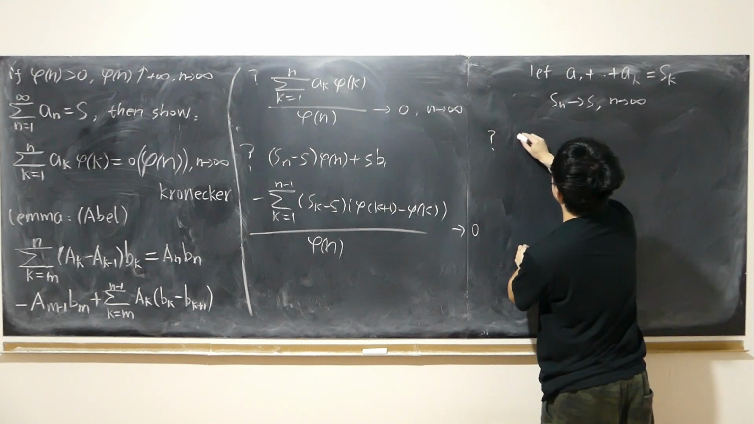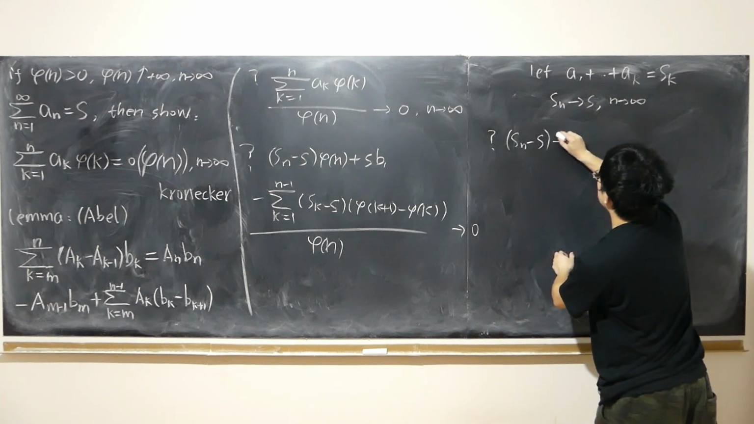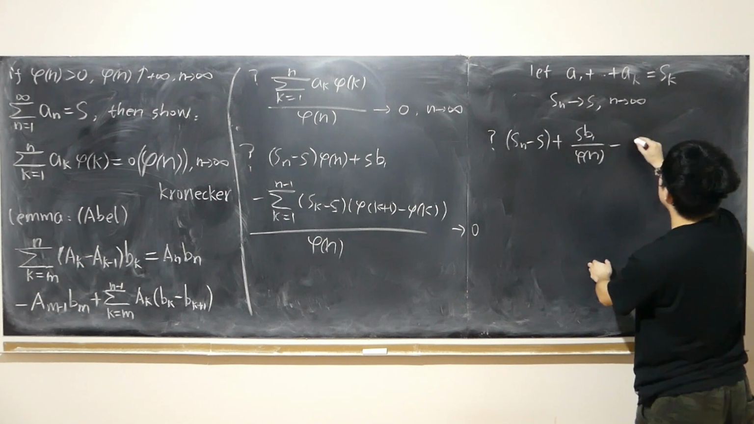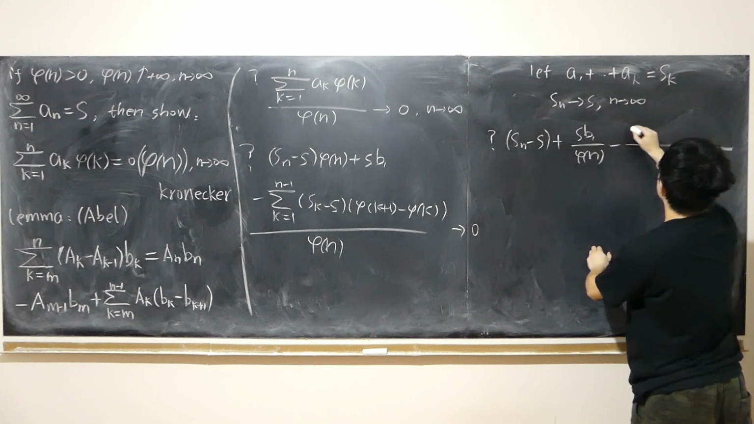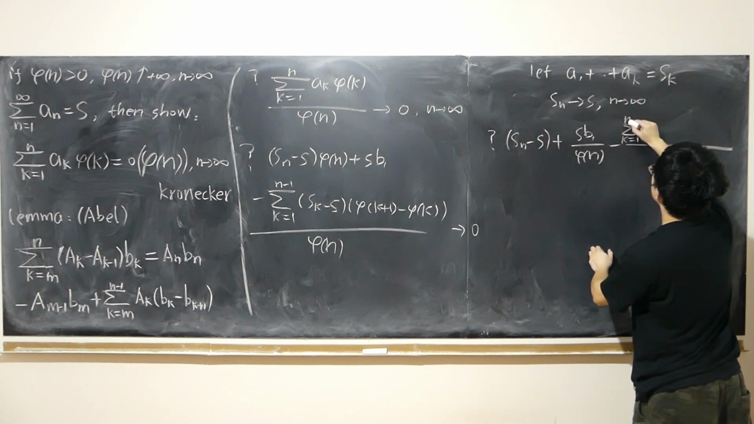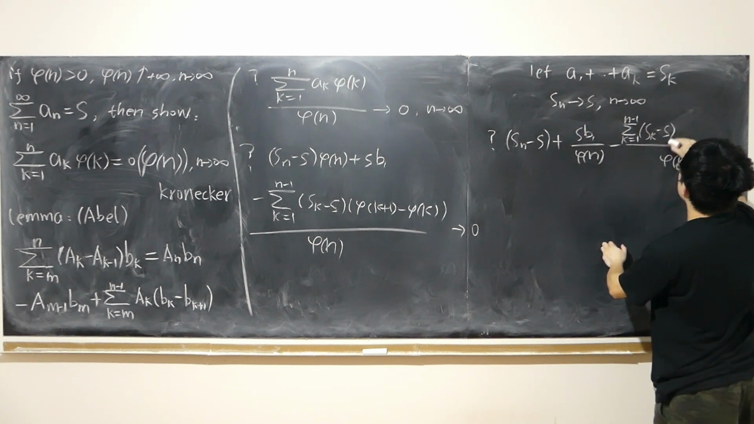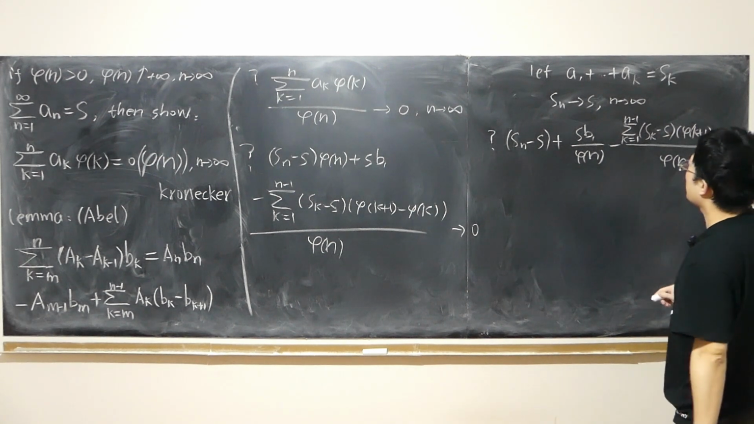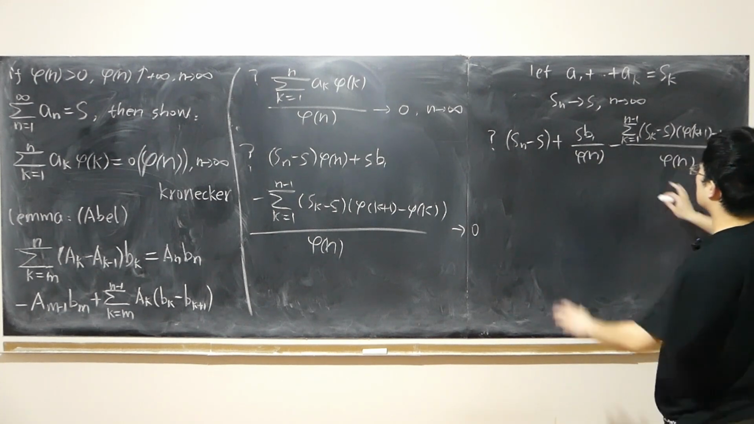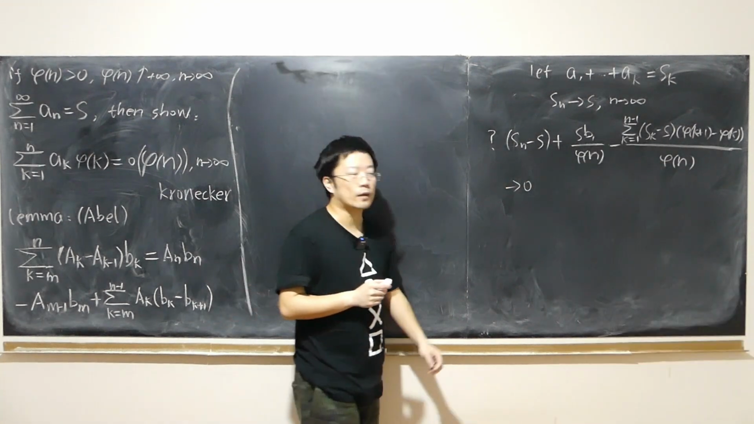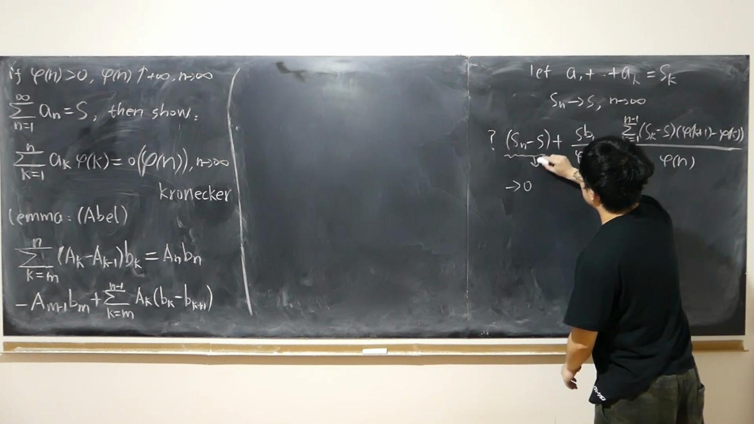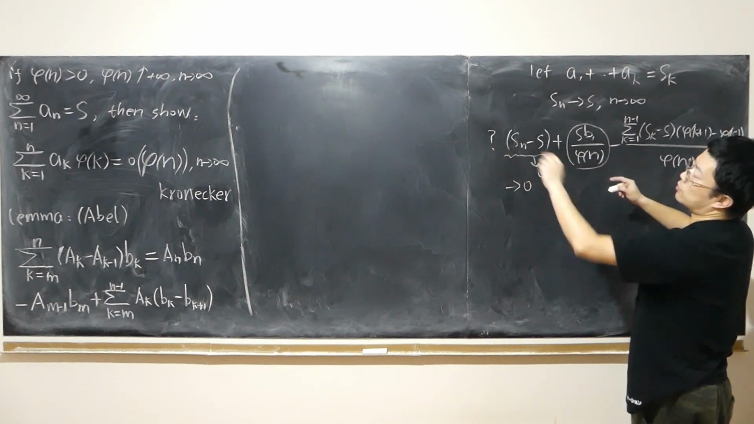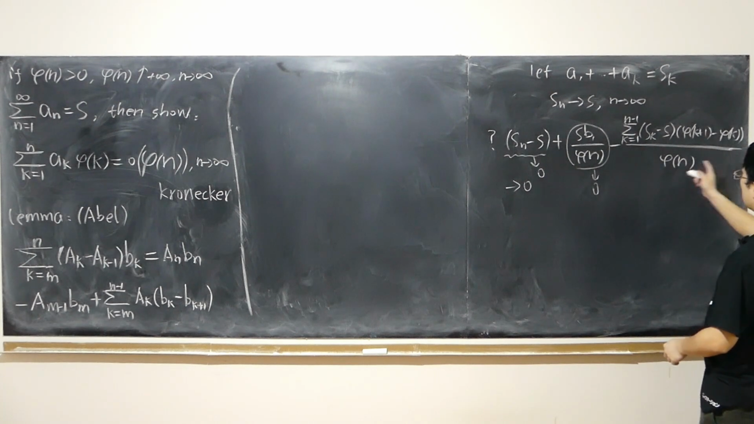So in other words, I want to find out if Sn minus S plus S B1 over phi of n, minus over phi of n the sum from 1 to n minus 1 of Sk minus S times phi of k plus 1 minus phi of k, is the whole thing approaching 0? If we look at this part, no problem, definitely approaching 0. This part, no problem, because B1 times S is just constant and phi n approaching positive infinity. The question is this part. Is this part approaching 0?